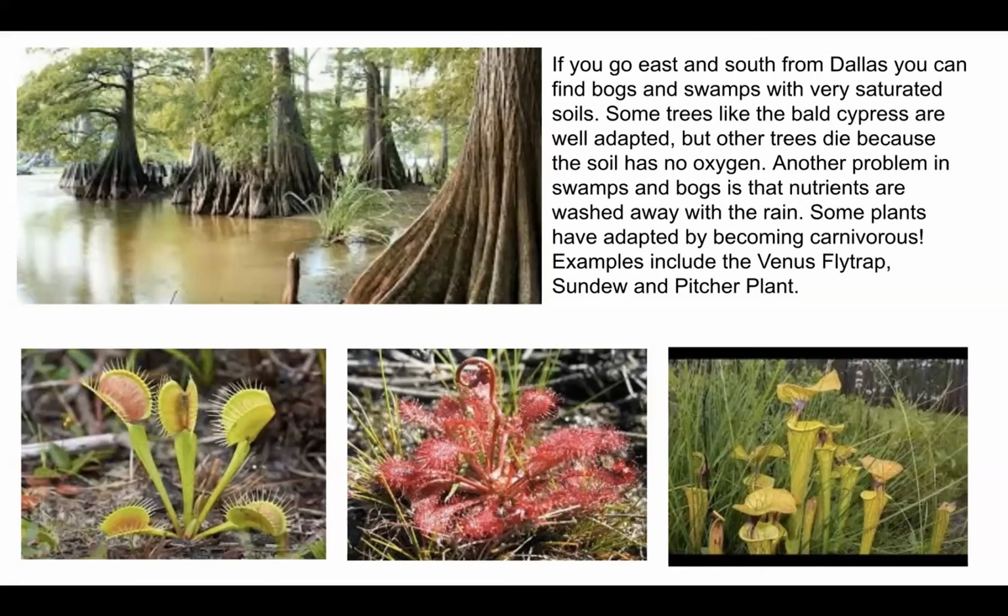Another interesting thing about bogs and swamps is that nutrients are washed away by all the water. Some plants have adapted to this by becoming carnivorous or insectivores. And you can see a Venus flytrap on the left, a sundew in the middle, and a pitcher plant on the right. And you can find some of these in Southeast Texas, actually. And because there's no nutrient in the soil, they trap insects and use the nutrients from the insects. Pretty amazing.